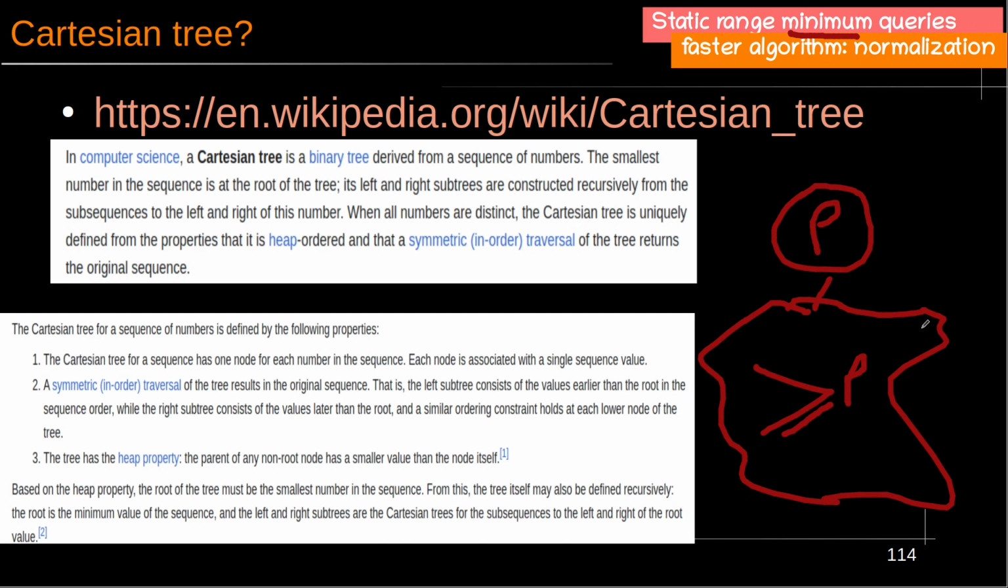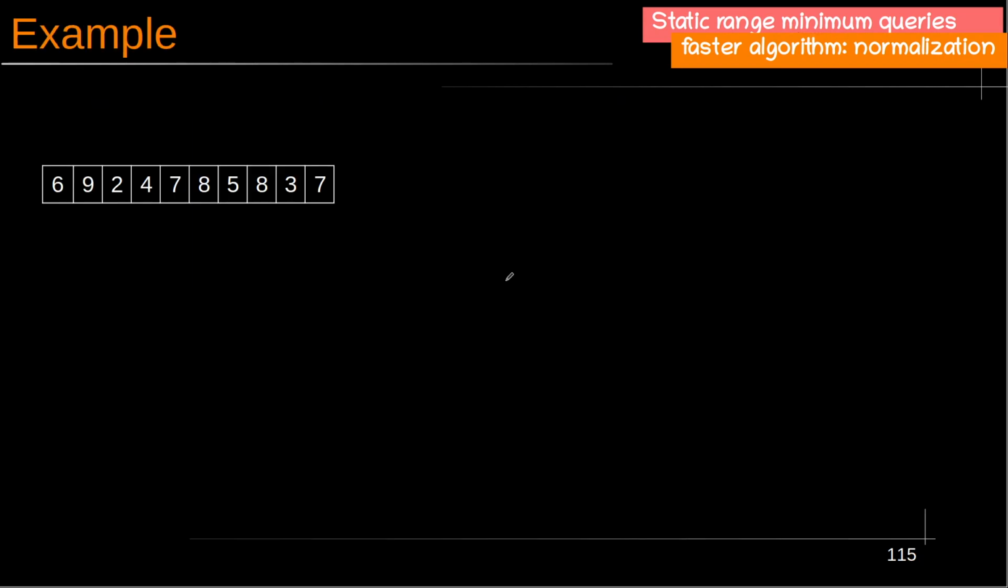The second property: if we do an in-order traversal of the tree, we get the same original sequence of the array. So we have two properties: the min heap property, as we have seen, and an in-order traversal that returns the original array. Okay, let's see an example very quickly of how to see these two properties.